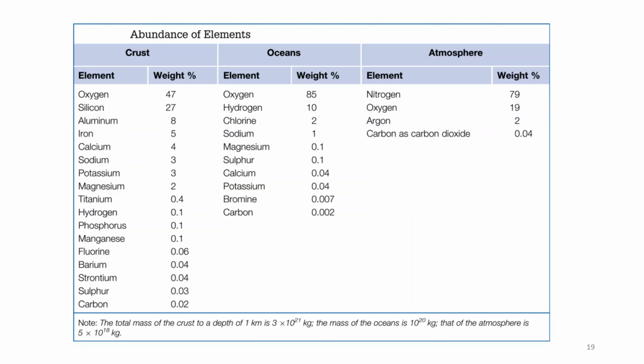In the atmosphere, you have nitrogen as the highest, oxygen second highest, argon 2 weight percent, and carbon as CO2 at 0.04. Then the total mass of the crust to a depth of 1 kilometer is 3 times 10 to the power 21 kg, the mass of oceans is 10 to the power 20 kg, and that of the atmosphere is 5 times 10 to the power 18 kg. So you have to multiply the weight percent by these masses to get how much iron or silicon we have.